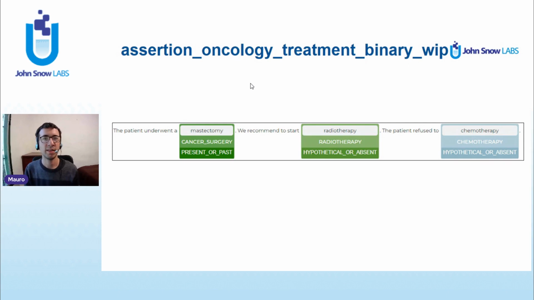Here it's a binary model, assertion oncology treatment binary group. So in this case, this is the lowest level of granularity. You get either if a treatment is mentioned as something that happened, like present or past, or if it is mentioned as something that didn't happen, like something hypothetical or absent. For example, here "the patient underwent a mastectomy," that's present or past, and "we recommend to start radiotherapy," that's hypothetical or absent.